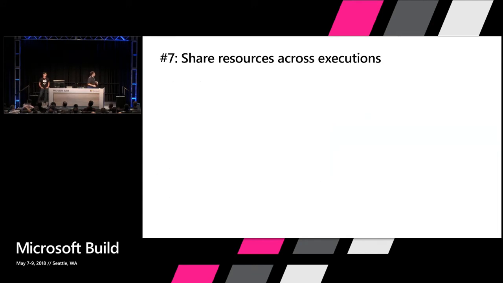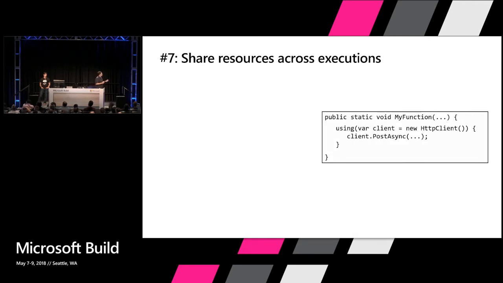So the code that I see more often than anything else is something just like this, and I hope you can read it. I have my Azure function code here, and inside my code I see using var client equals new HttpClient, and then I say client.PostAsync. Now raise your hand if you think there's something wrong with this code. Everyone raise your hand. So this is, in fact, for a number of reasons, an anti-pattern. And it is not a very obvious one.